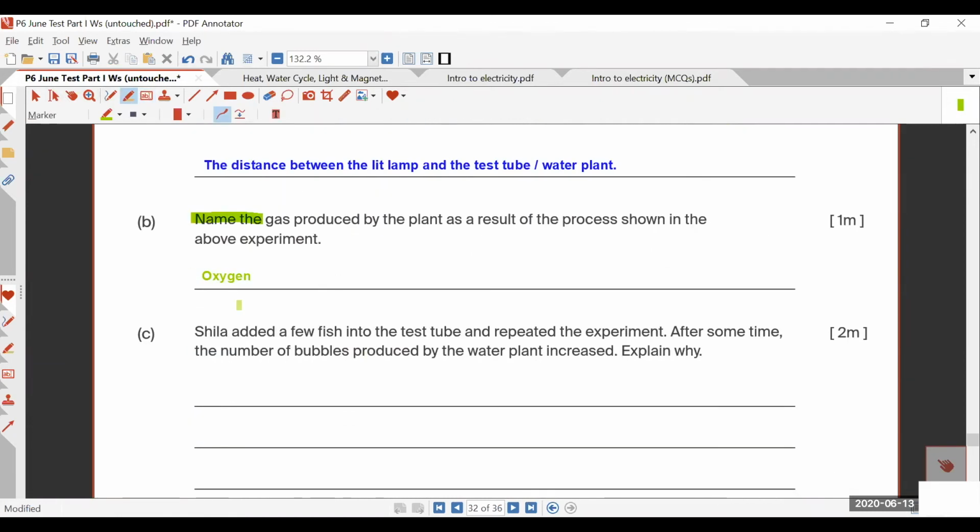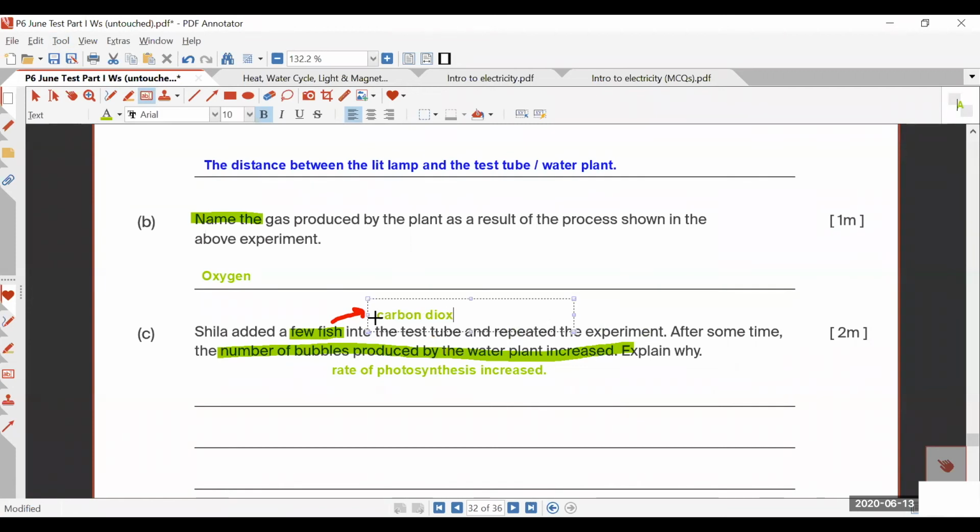So Sheila added a few fish in the test tube. Now I got a few fish added into the test tube and repeated the experiment. After some time, the number of bubbles produced by the water plant increased. That means my rate of photosynthesis increased. Yes, but I need to explain why. Okay, if I add a few fish, what am I introducing? Carbon dioxide. Remember I talked about carbon dioxide. When do you produce carbon dioxide? What must the fish do? What's the process? Respiration. Good.